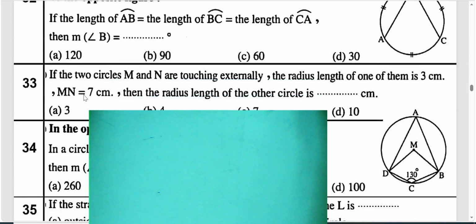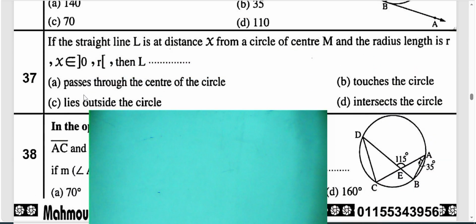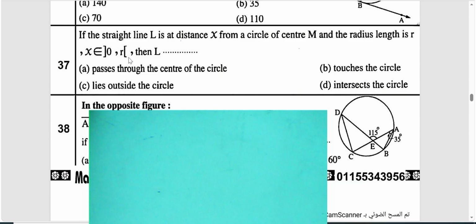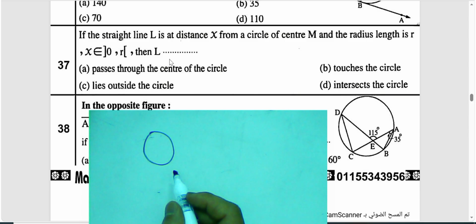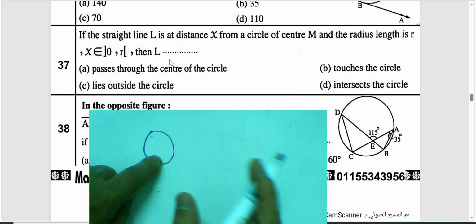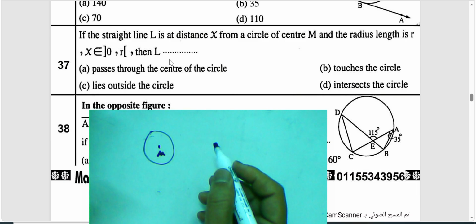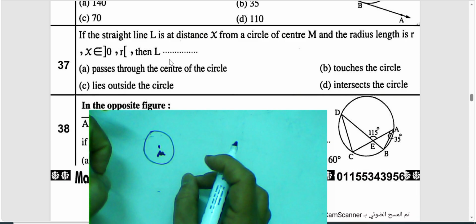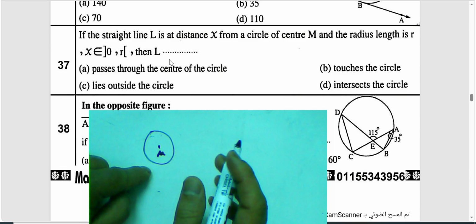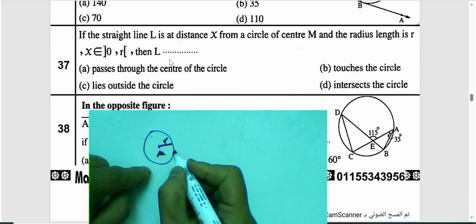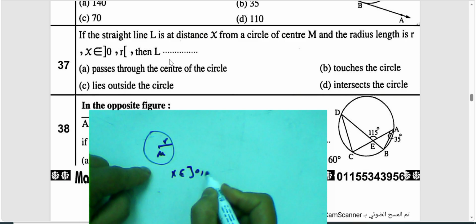Next question down here, number 37. The straight line L is at distance x from the circle center M, and the radius length is R, and x belongs to the open interval from 0 to R. Listen to me: we have straight line L at a distance x from the center M, and the radius is R.